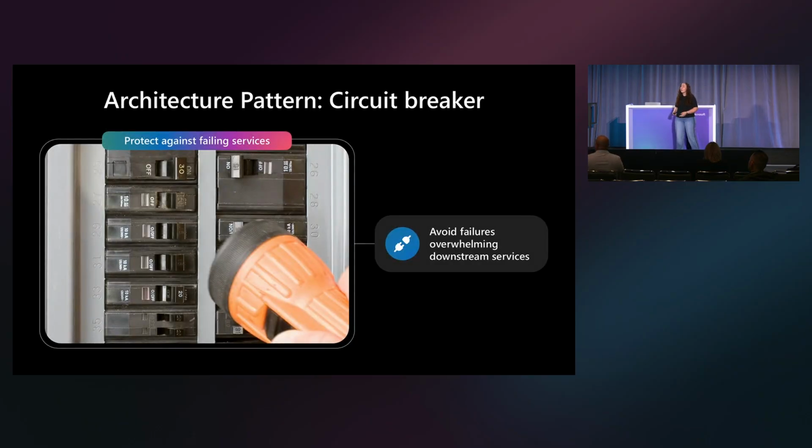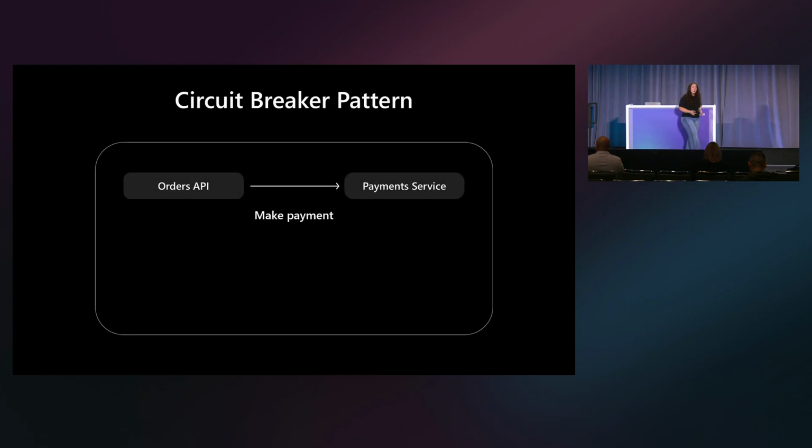Now, we also want to implement the circuit breaker pattern. The circuit breaker helps us protect against cascading failures. Just like a circuit breaker in a house will prevent a surge in electricity from creating a fire, circuit breakers can help prevent failing services from taking down your entire system. The circuit breaker pattern is implemented as a state machine, and we can illustrate this with our Orders API.